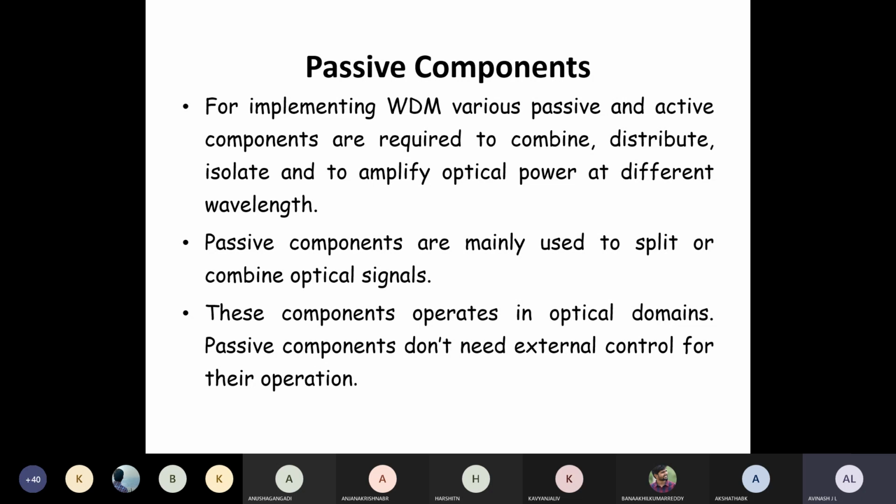To transfer the signal also, we require a transmitter, a receiver, and optical fibers. When we take all these things into consideration, we obviously require an element for every operation. These are in the circuit, and we are going to use all these things. You can make a note like this: for implementing WDM, various active and passive components are required. These are required to perform combining, distributing, isolating, and amplifying the optical power at different wavelengths.